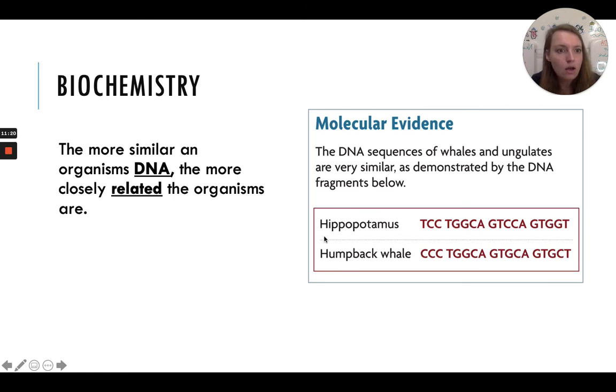And so from this evidence, and some other evidence as well, physical evidence, their anatomy, we're able to know that the closest land relative of modern whales is actually a hippopotamus. So they're the most closely related animals, reaching back from the whale. So they share an ancestor. The hippopotamus and the humpback whale.